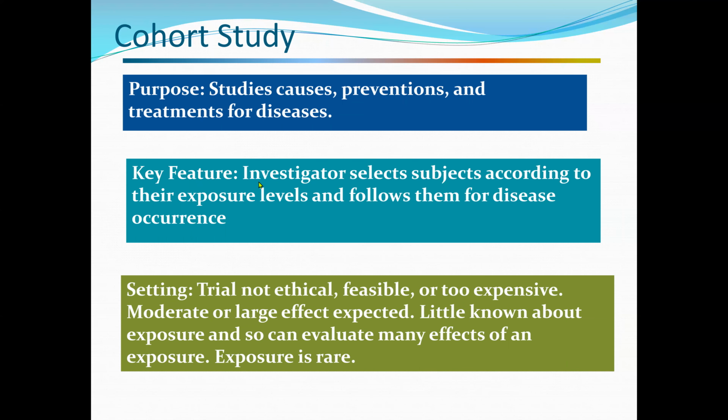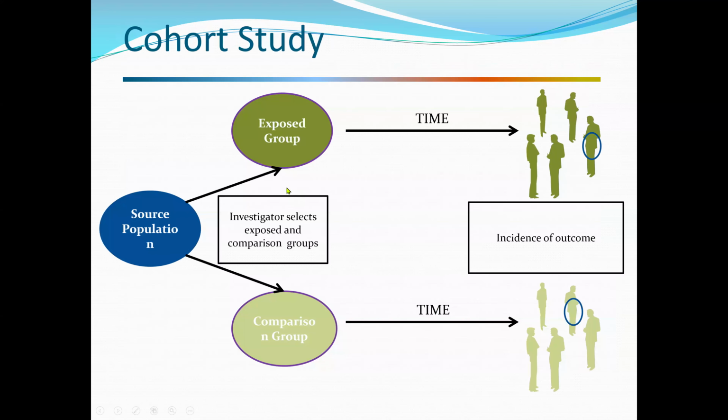One disadvantage of a cohort study, again, is the period of time, and we may have attrition, where some of the participants in the group may decide not to be in the group anymore. So this is a diagram example of a cohort study. We have the source population and we have the exposed group. Here the investigator will select the exposed group and also a comparison group. Then we monitor the exposed group for some period of time and see the incidence of outcome, then compare with the comparison group.